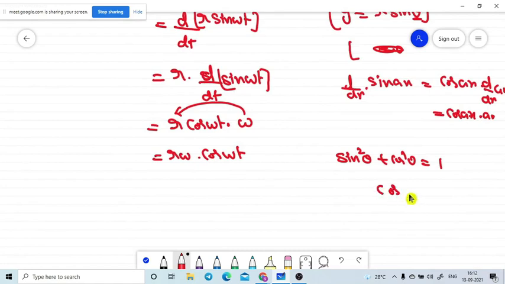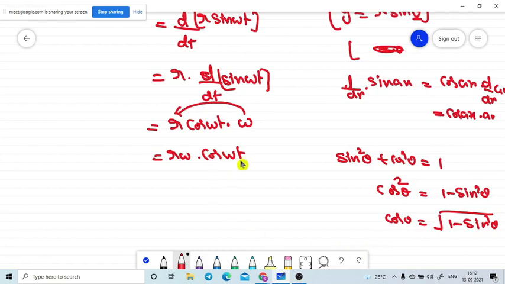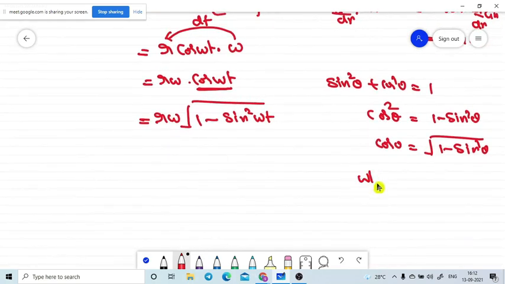We have cos square theta is equal to 1 minus sin square theta, where cos theta is equal to the square root of 1 minus sin square theta. Now instead of cos omega t, can I write like this, R omega into the square root of 1 minus sin square omega t? Is there no issue now? So we already know omega t is nothing but theta only. So R omega into the square root of 1 minus sin square theta. With the help of the diagram, will you please look at the diagram?